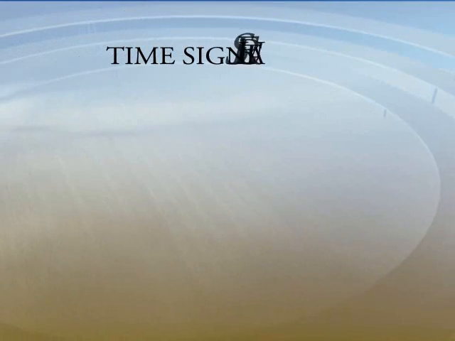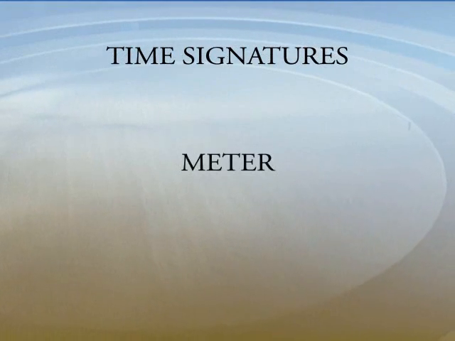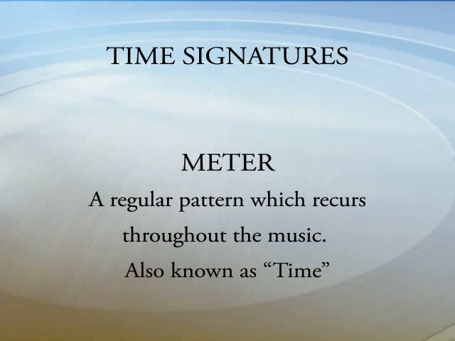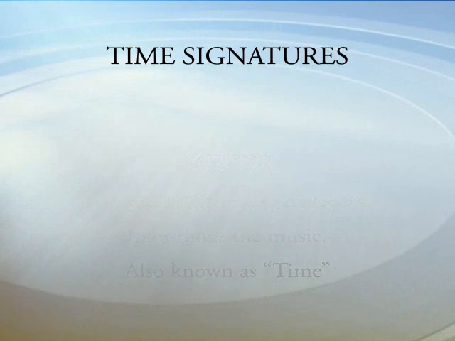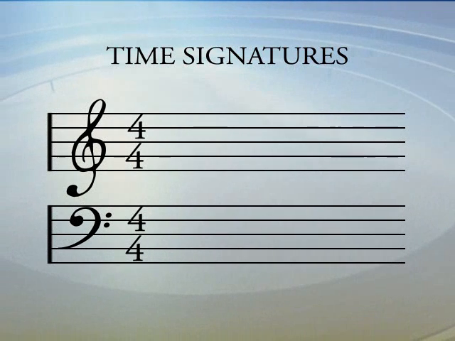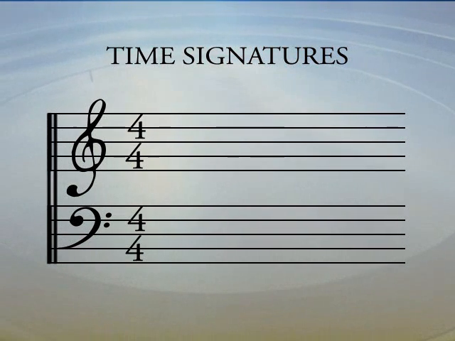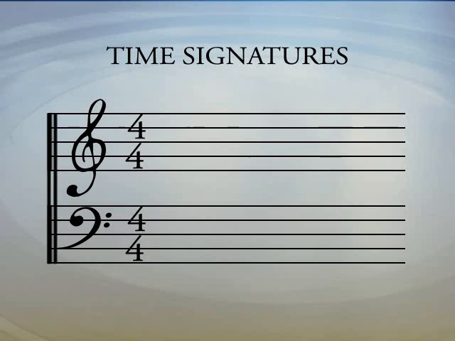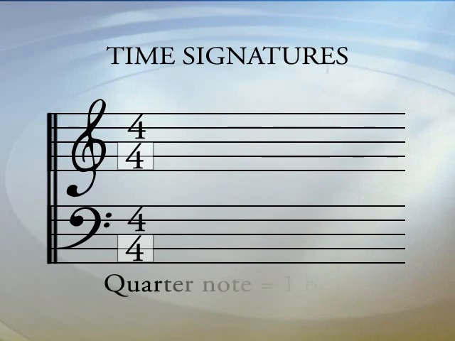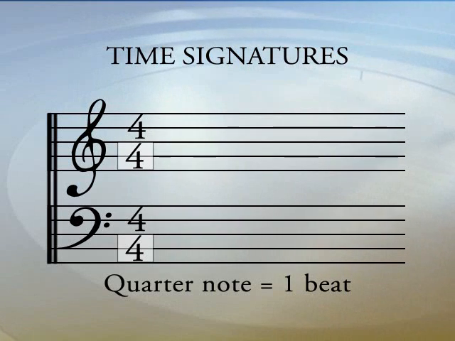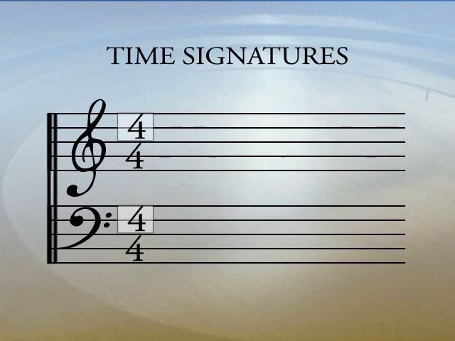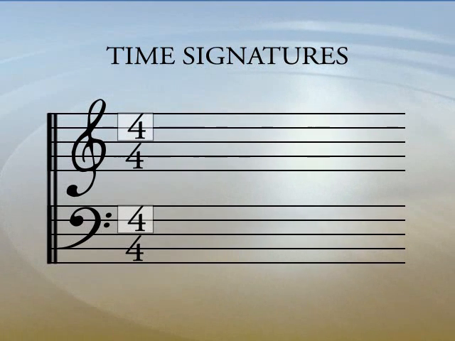Now we'll cover time signatures. A meter is a regular pattern which recurs throughout the music and is known as time. Time signature is indicated by a fraction next to the treble and bass clefs. Sometimes time signature is simply referred to as meter. The lower number of the fraction tells us what kind of note receives one beat or downbeat, as some people call it. The upper number of the fraction tells us how many beats are in one measure.